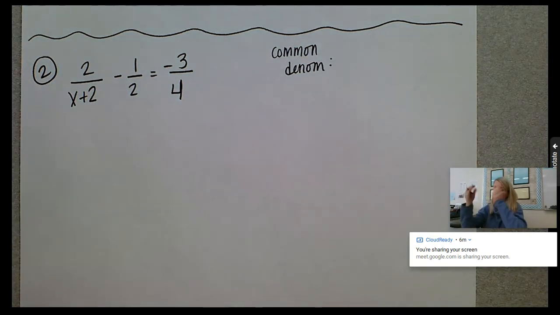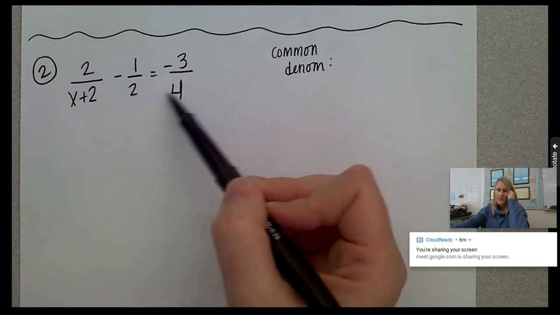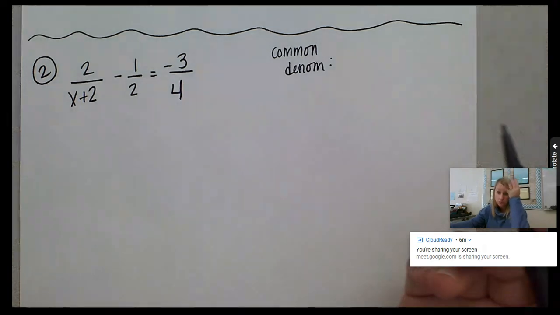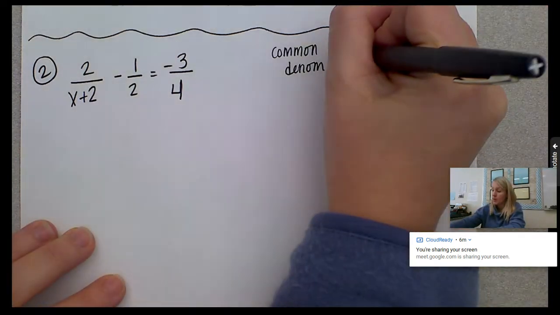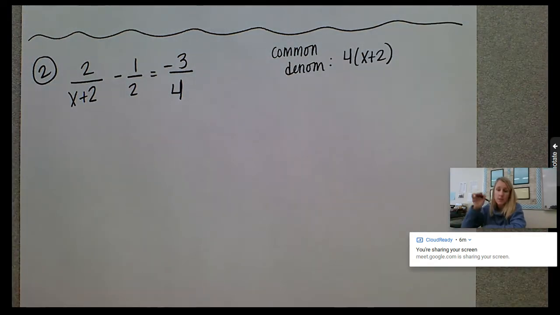So the common denominator, remember, everything has to be represented. So I need an x plus 2. And then here, these are just like numbers, constants, right? If I have a 2 and a 4, the least common denominator will be 4. So my common denominator is 4 times x plus 2. So then everything's kind of represented. You can multiply to get to there, all that fun stuff.